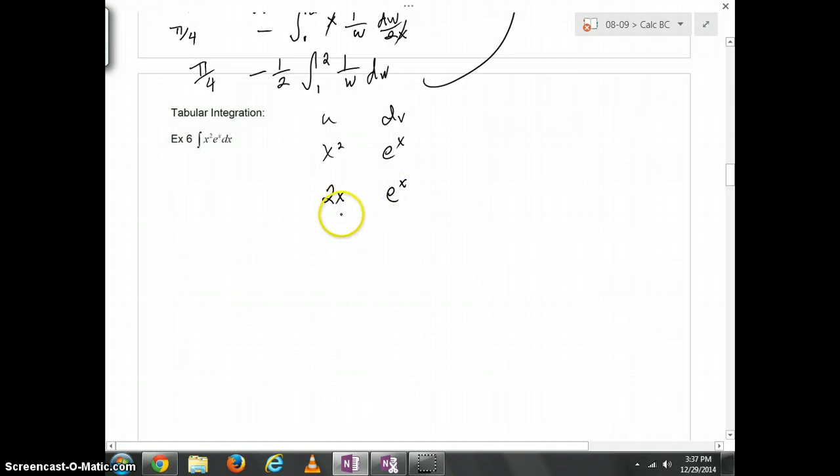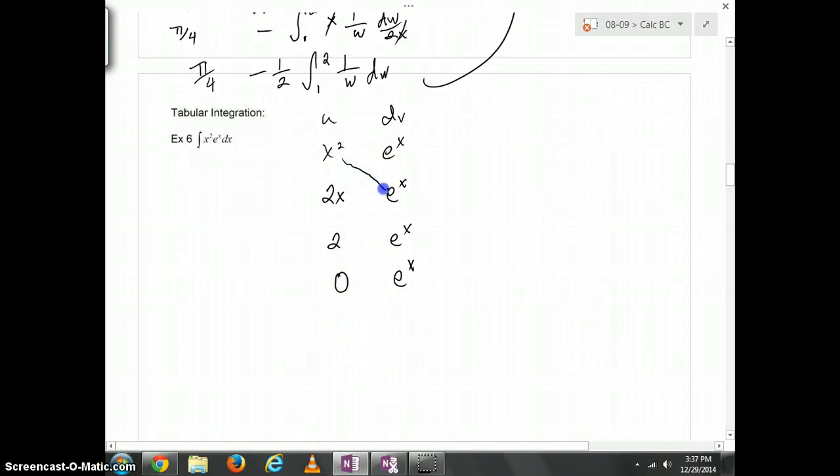What's the derivative of 2x? Well, it's just a 2. And the antiderivative of e to the x is simply e to the x. Let's keep going. What's the derivative of 2? Well, that's down to 0. And what's the antiderivative of e to the x? We'll have e to the x. What you're seeing is you stop once you get to 0.